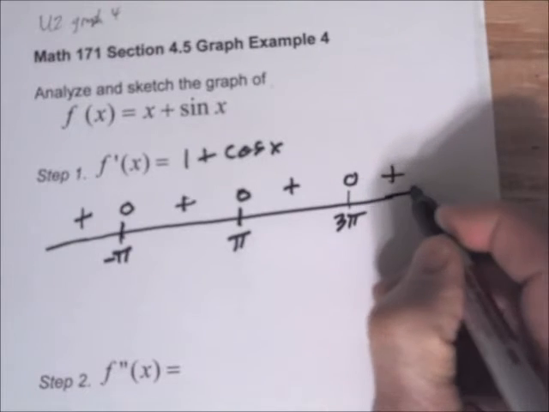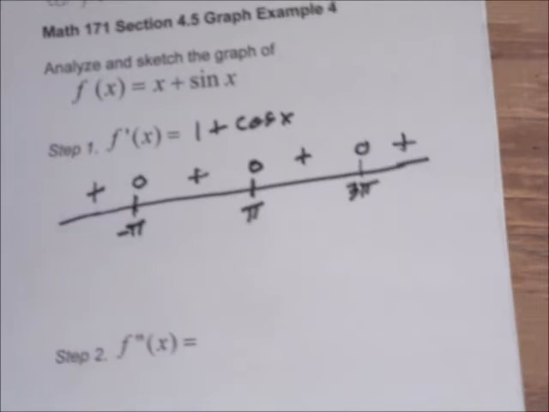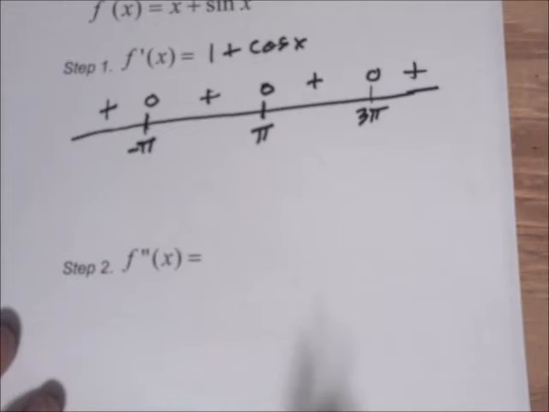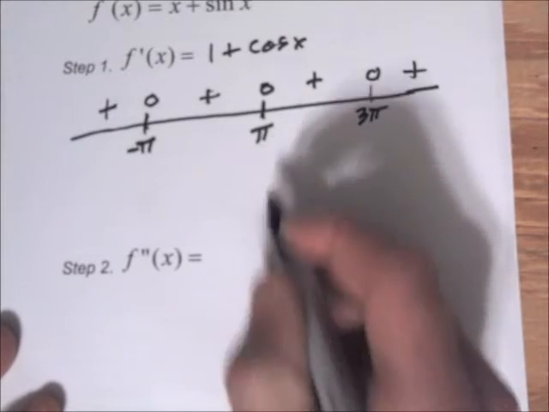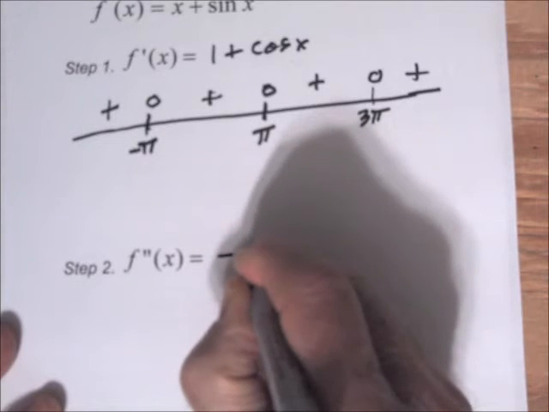So it's not going to have local extremes. It's increasing, then slope 0, and then increasing again. It never switches from increasing to decreasing. So if we take the second derivative, the derivative of the derivative, the derivative of 1 is 0, so it's just the derivative of the cosine, which is minus the sine of x.